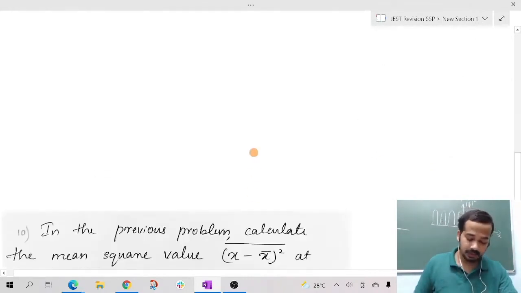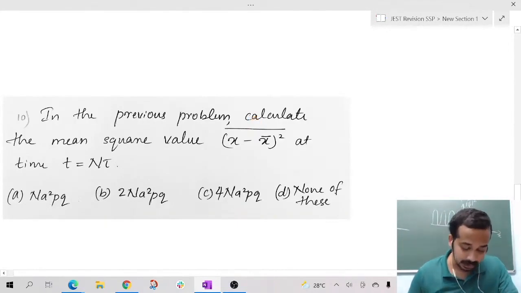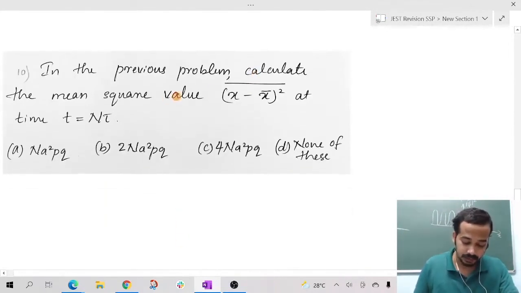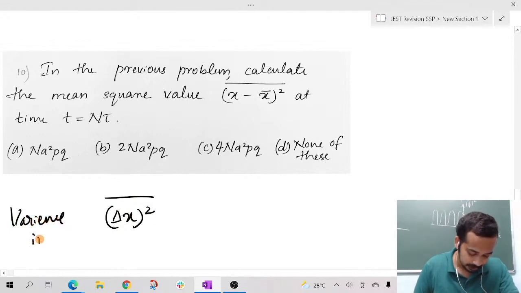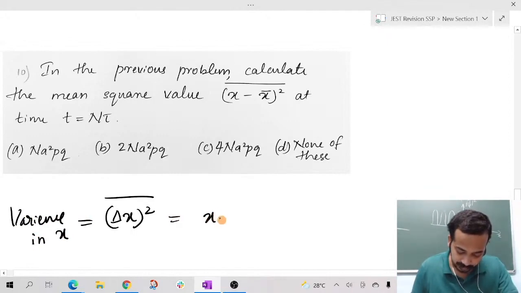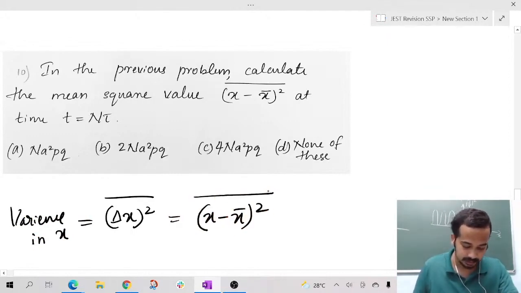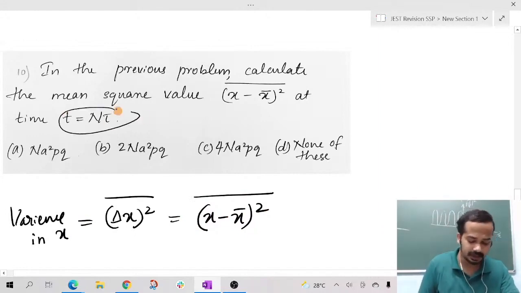Now the next one is, in the previous problem, calculate the mean square value. This one, (x minus x bar) the whole square. Am I right? What is x minus x bar? Can I write it as delta x square, the mean? This is a variance. Variance in x. Can I say like this? x minus x bar means the mean deviation, square the mean, isn't it? Is that okay? After n steps again.